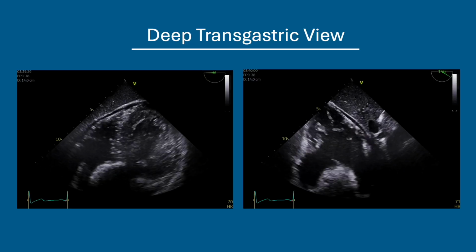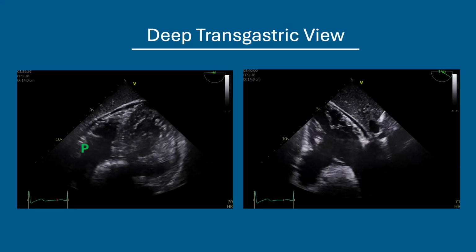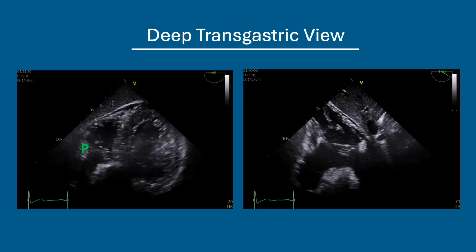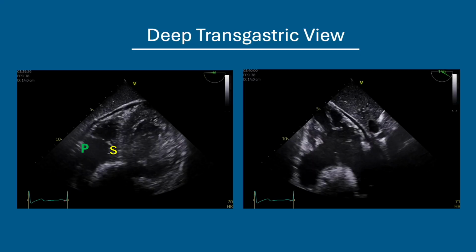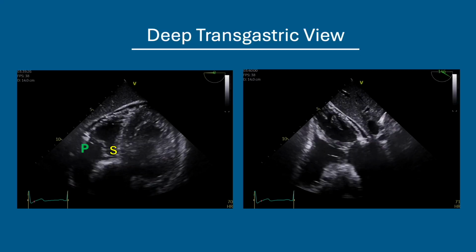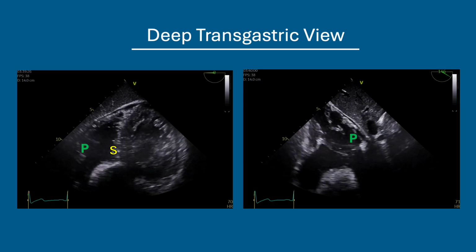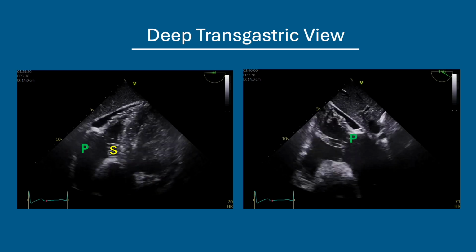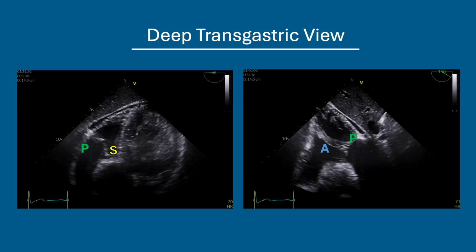Here again is the deep transgastric view of the tricuspid valve. In this view, the posterior leaflet is lateral and the septal leaflet is medial in the short axis view of the tricuspid valve. In the long axis view, the posterior leaflet is again in the near field, and the anterior leaflet, which is poorly labeled here, is in the far field.